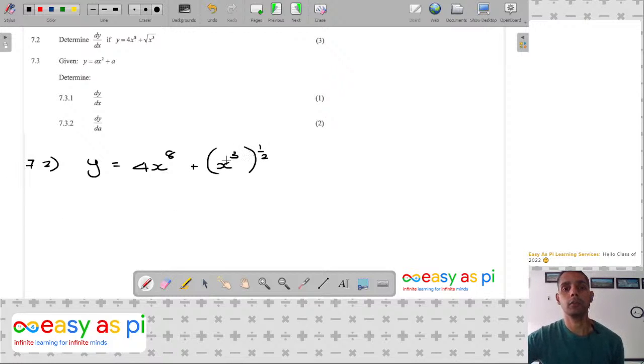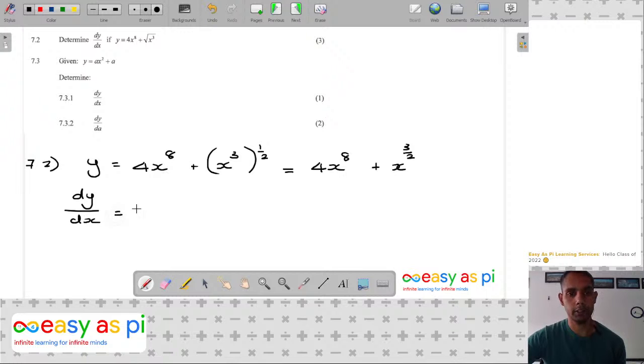Now, the reason why I've done this is because this is the only way I would be able to differentiate this using the tools that I currently know. So then I say this is 4x to the power of 8 plus x to the power 3 over 2. You'll notice that in this case, I have to know my exponential laws really well to be able to simplify this. So now that I have this, let's differentiate y with respect to x. And in this case, this becomes 32x, and this becomes plus 3 over 2x.